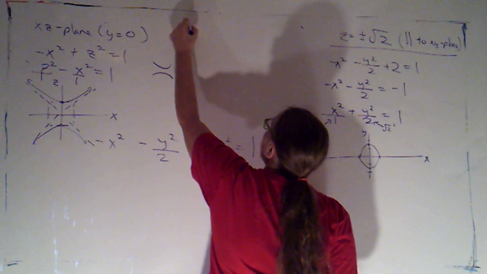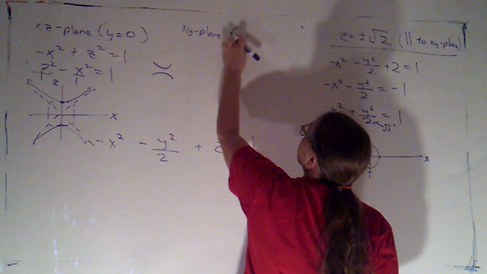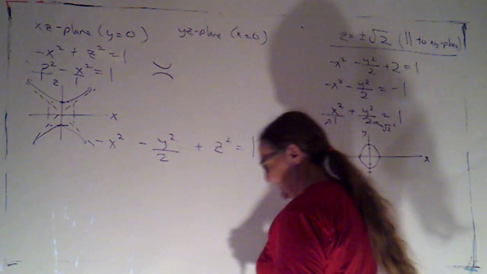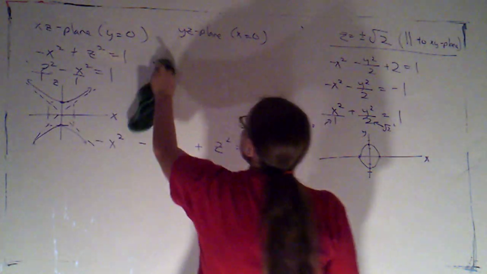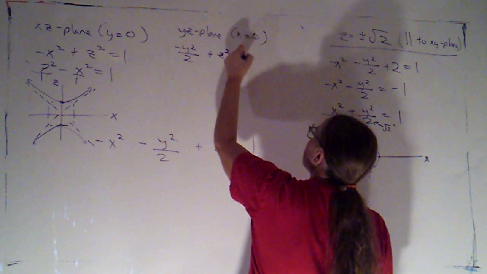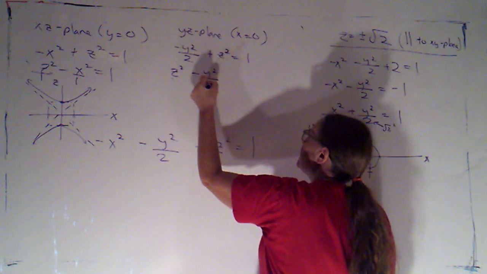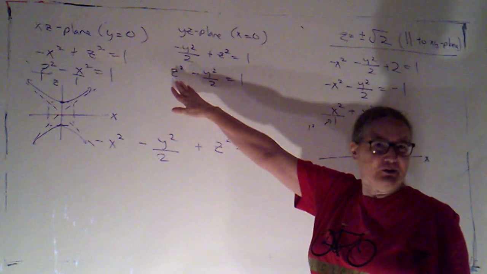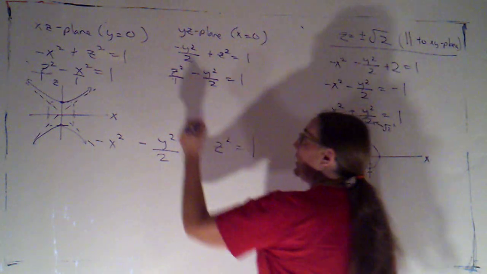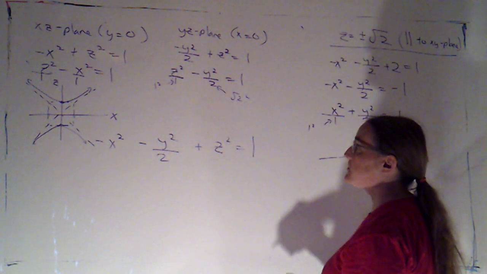Now, if I look in the xy plane, not the xy plane, the yz plane, that has as its equation x equals 0. So the equation that we're getting is negative y squared over 2 plus z squared equals 1. Again, I might choose to write the positive z squared term first, although it's not absolutely necessary. That just looks more familiar to me. And again, I can write that z squared as z squared over 1. So that's 1 squared. And again, that 2 is root 2 squared.